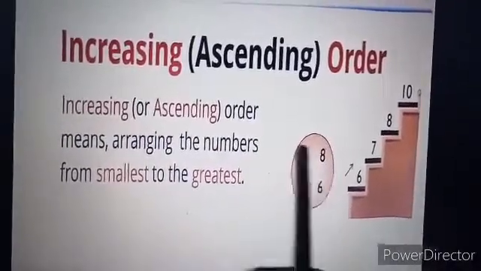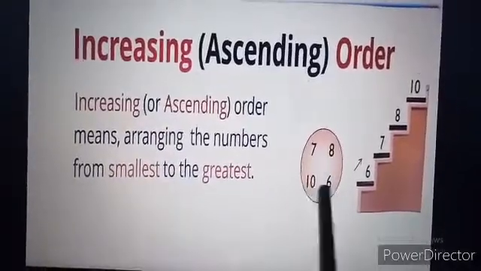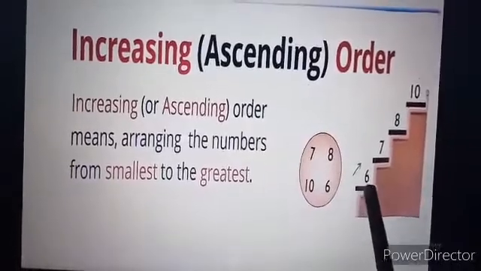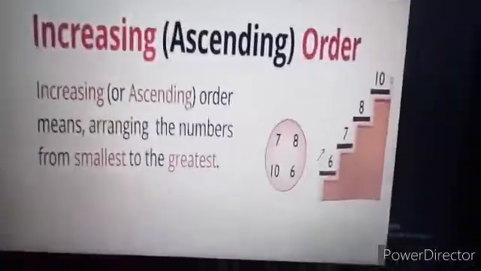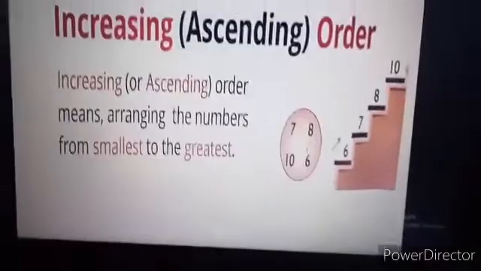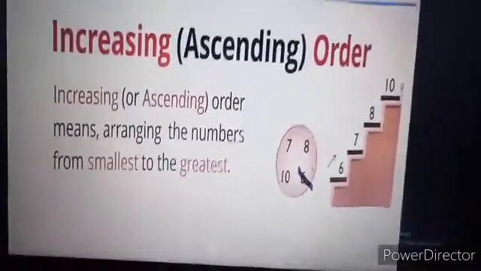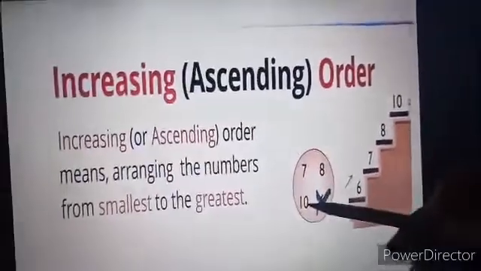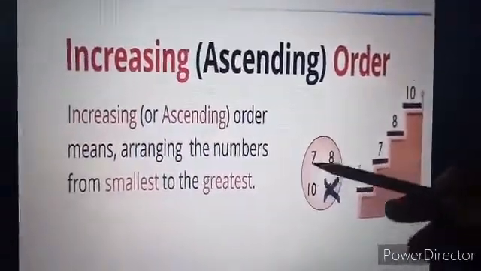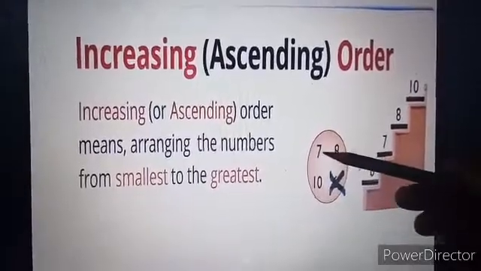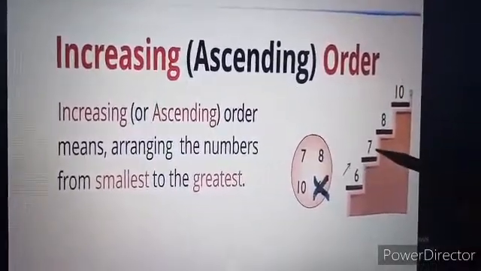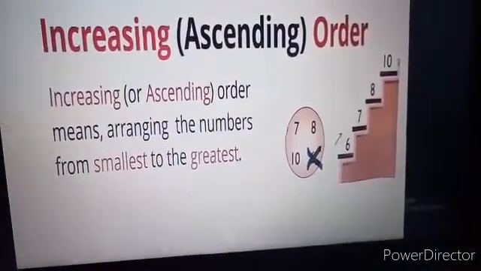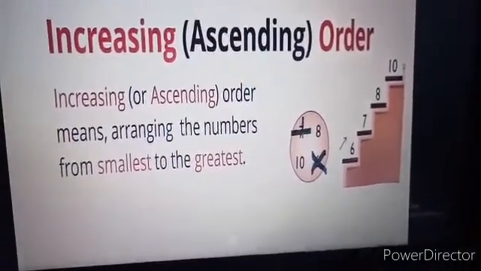This number, which is the smallest number, can you say children, which is the smallest number? 6 is the smallest one. So first we will write 6. See children, after writing 6, cancel that number from the question. Okay, now see which one is smallest from the remaining numbers. 10, 7, 8. Which one is smallest? 7. So write 7 in the second step. Okay, and after writing 7, cancel it from the question.